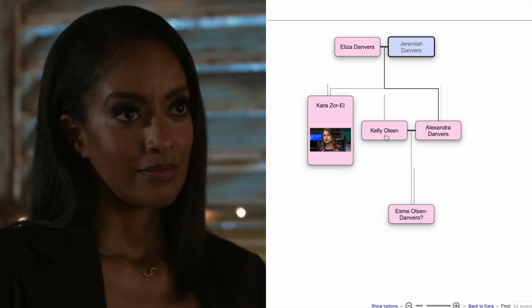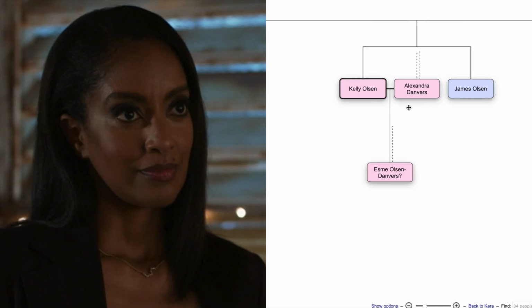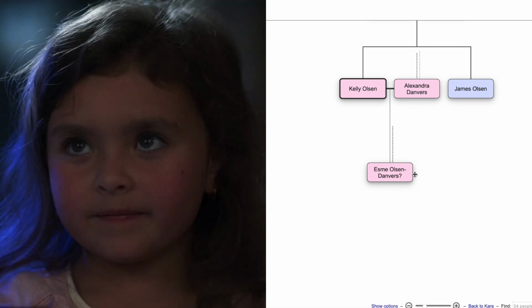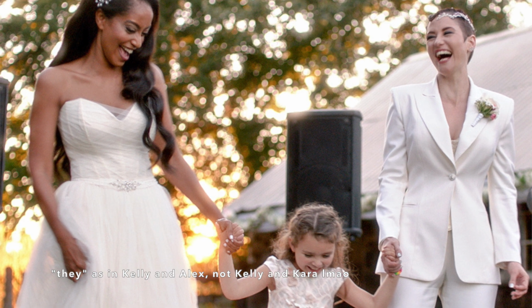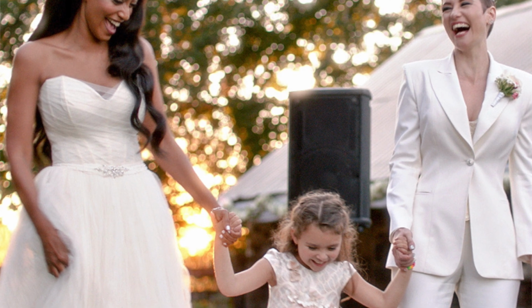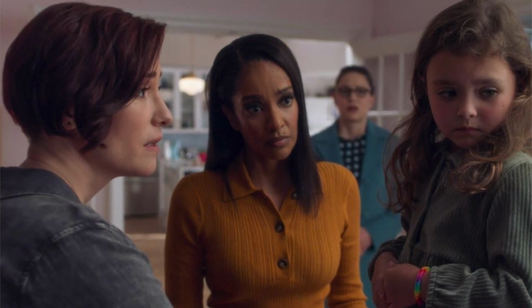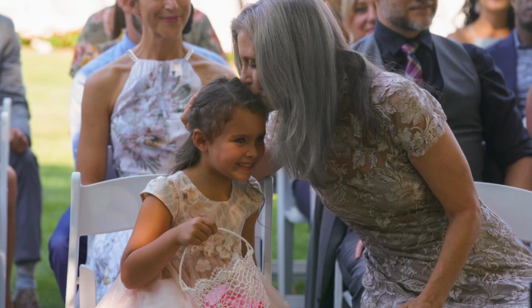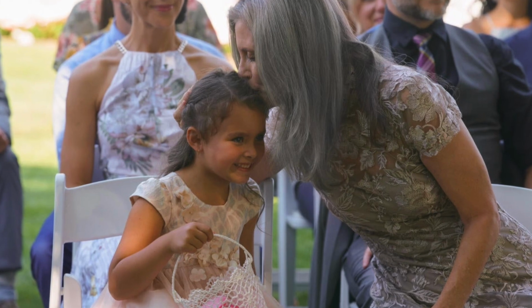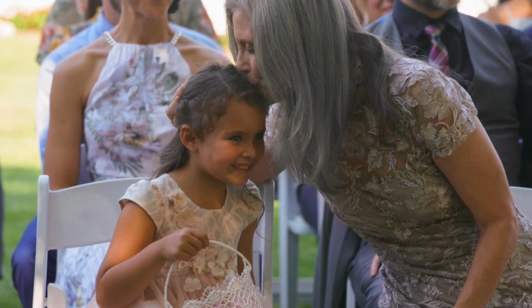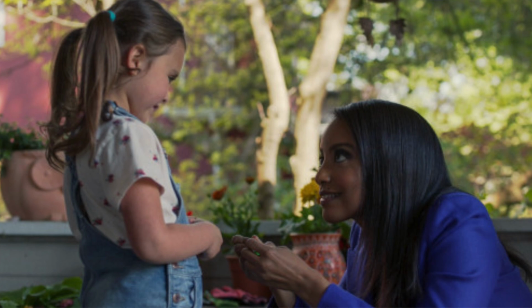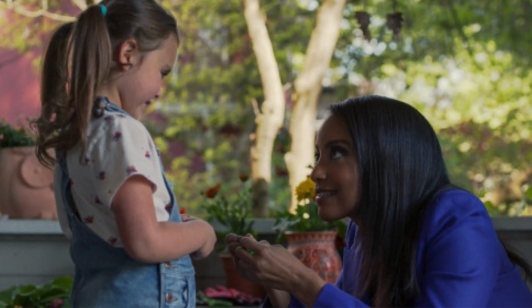Alex is married to Kelly Olsen. They together have an adoptive daughter. See this pale gray line? Esme. So Kelly is technically Kara's sister-in-law. And then they have a daughter together, Esme Olsen Danvers, question mark, Danvers Olsen, question mark, just Danvers, just Olsen, we'll never know. I like to think they'd hyphenate. I don't know which name would come first. Esme Olsen Danvers kind of rolls off the tongue better in my opinion compared to Esme Danvers Olsen. I don't know. What do you think her last name would be?